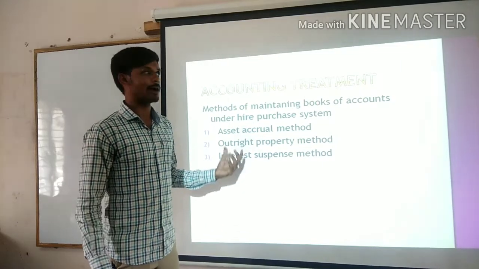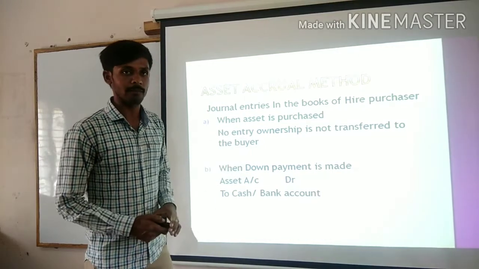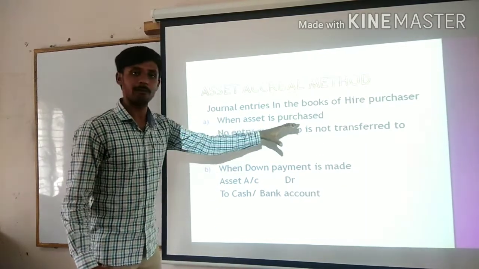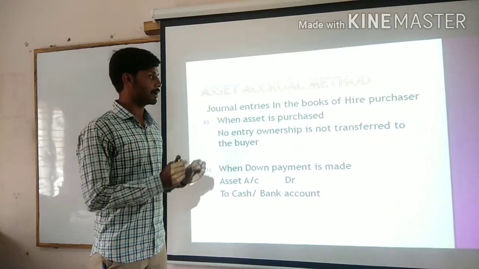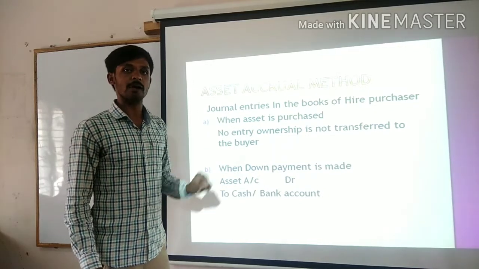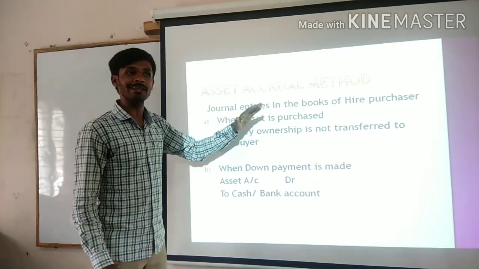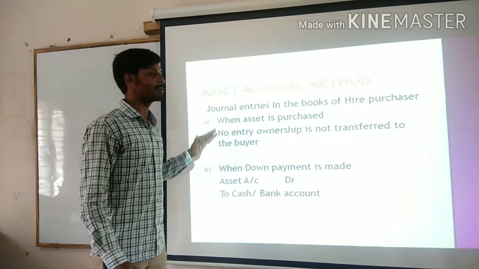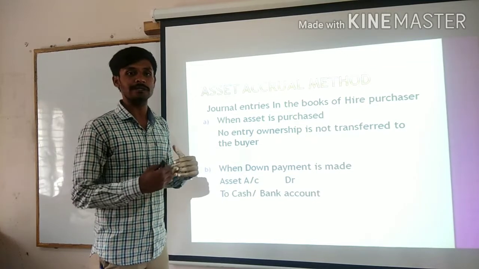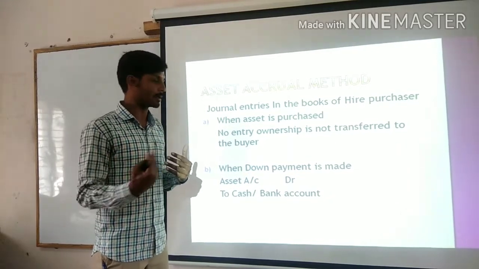Let us see how the accounting treatment will be for hire purchase in the context of the asset accrual method. Here we have certain journal entries which we need to pass in the books of the hire purchaser. We are concentrating on the books of the hire purchaser only. When an asset is purchased under the hire purchase system, we are not supposed to write any journal entry, because ownership is not transferred to the hire purchaser. As the ownership of the asset is not transferred, the asset will not be an asset of our company.